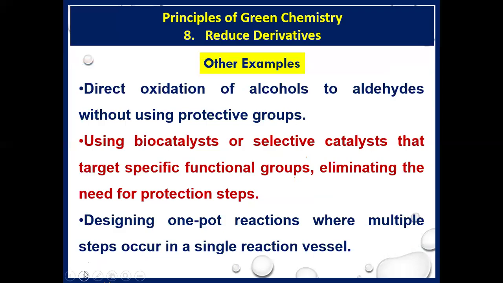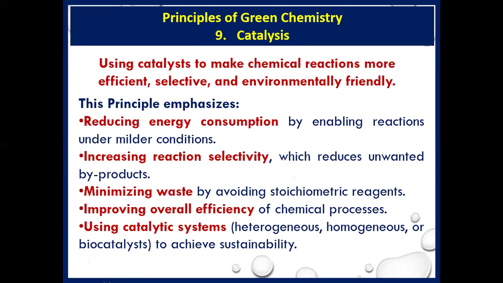Now, other examples are direct oxidation of alcohols to aldehydes without using protective groups. Second example is using biocatalysts or selective catalysts that target specific functional groups, eliminating the need for protecting steps. Third is designing one-pot reactions where multiple steps occur in a single reaction vessel. So these are some examples which clearly define the importance of the eighth principle of green chemistry, that is reduce derivatives.